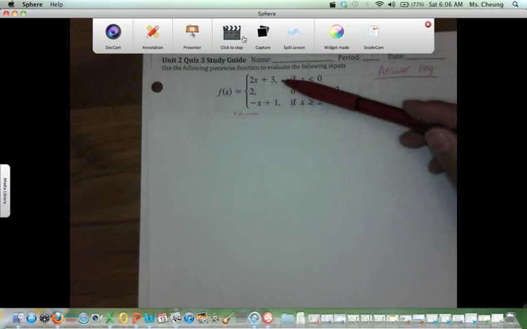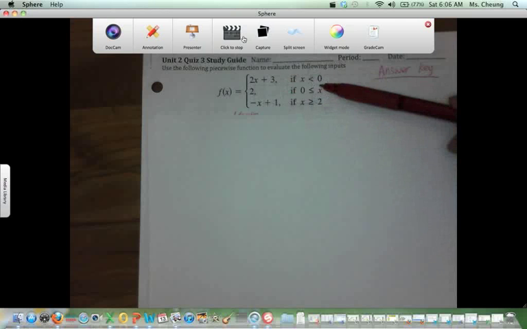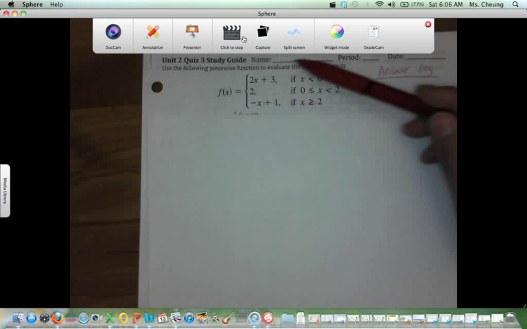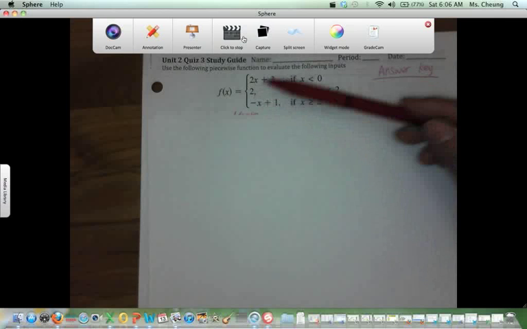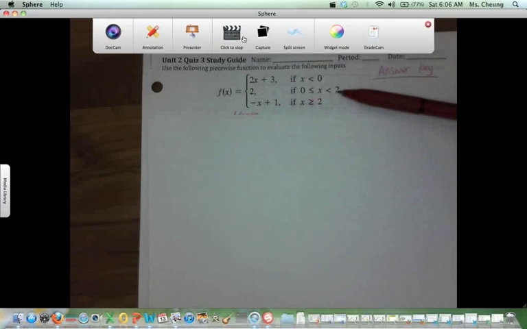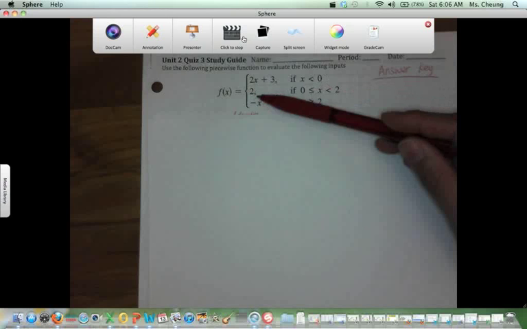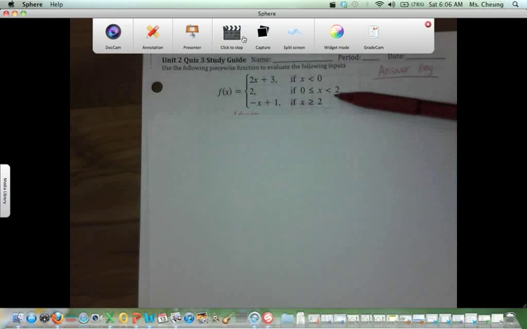The first one is 2x plus 3, where x is less than 0. That means that for any input which is less than 0, like -1, -2, -3, you have to substitute into the first function. The second one is a constant function, 2, and the domain is x greater than or equal to 0 and also less than 2. That means that for any x input in between these values, your output will also be 2, because it is a constant function. It does not change for the input of x.